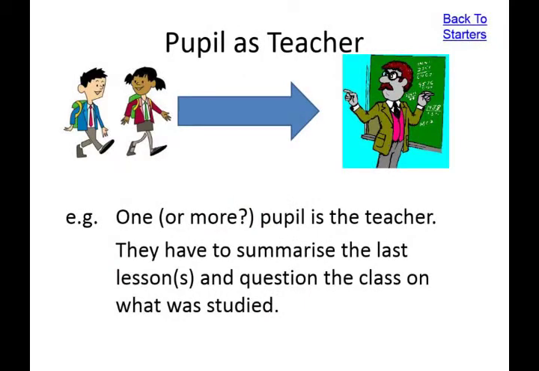Okay, so the first starter is like the flipped classroom. It's called Student as Teacher. The student is required at the beginning of the lesson to cover the last lesson's learning and take the role of the teacher. They will stand at the front of the classroom and they will conduct themselves as the teacher would.